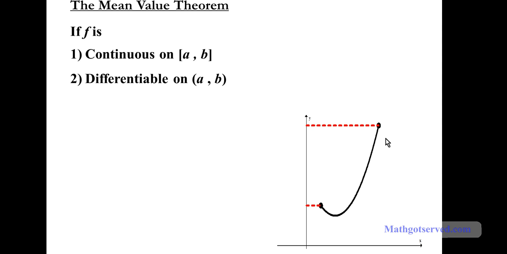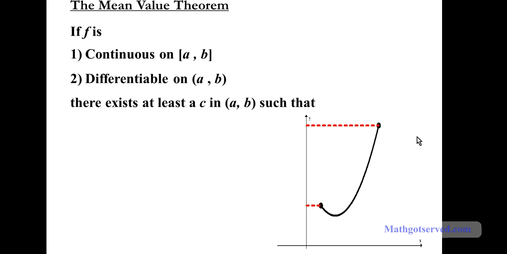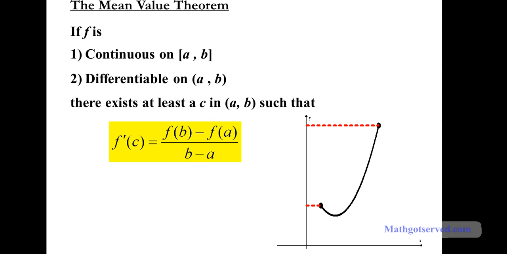The conclusion is that there exists at least one c in the open interval (a, b) such that f prime of c equals f of b minus f of a, divided by b minus a. So, just a few things to note about this equation, the conclusion of the mean value theorem.